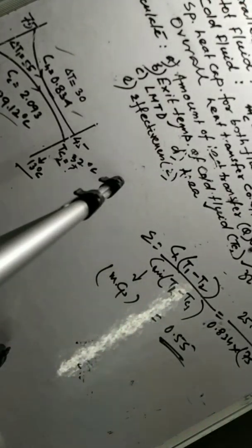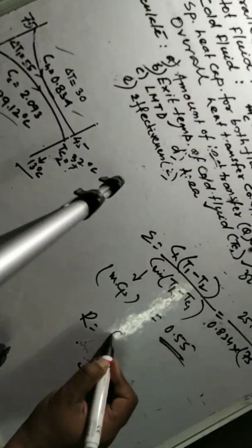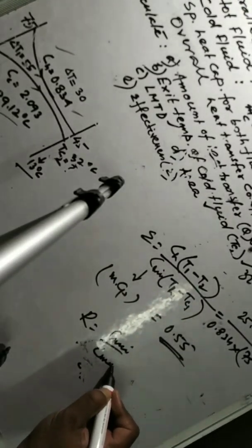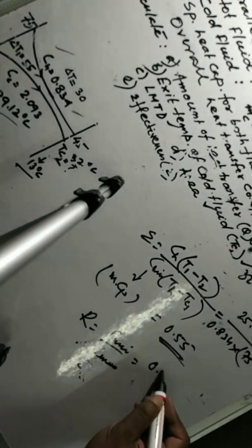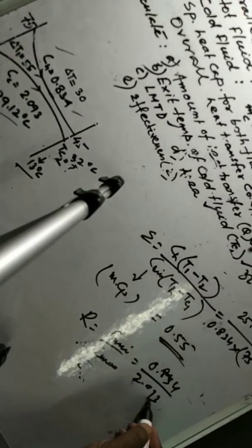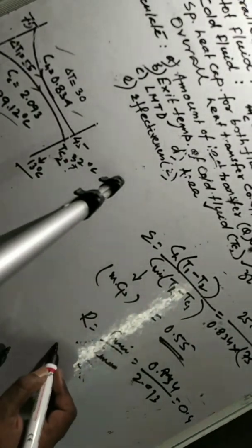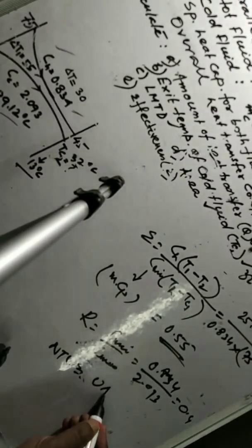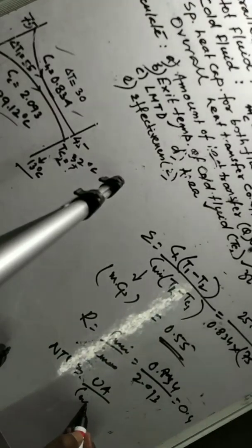Another thing you can also calculate, for example your capacity ratio, C min by C max. C min is 0.834 divided by 2.093. Like this you can calculate, it will be around 0.4. Like this you can calculate NTU also. NTU you can calculate, UA divided by C min. All the things are given, you can calculate this one also. So this type of questions will come, and these are the parameters you can easily calculate.